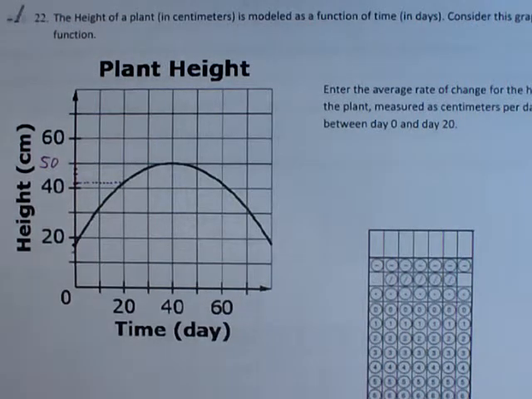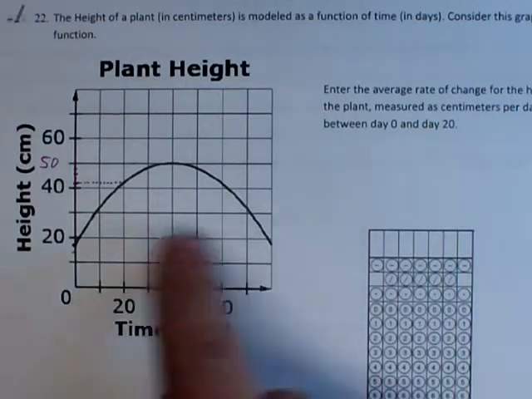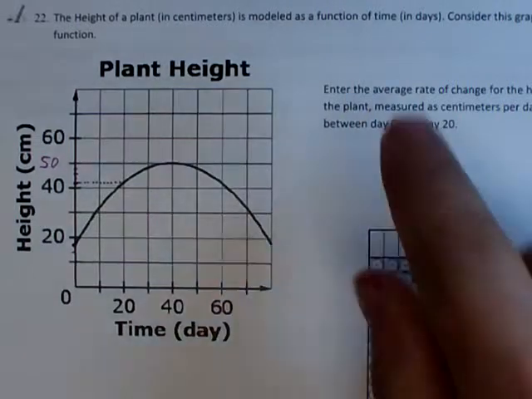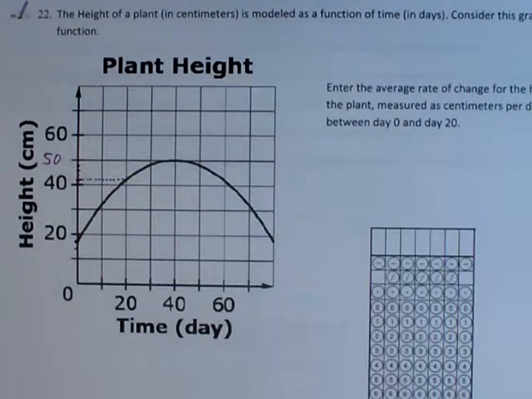Number 22. The height of a plant in centimeters is modeled as a function of time in days. Consider this graph of the function. Okay, so this looks like a quadratic function, right? This looks parabolic. It says enter the average rate of change for the height of the plant measured as centimeters per day between day 0 and day 20.